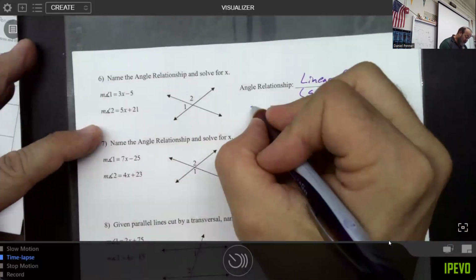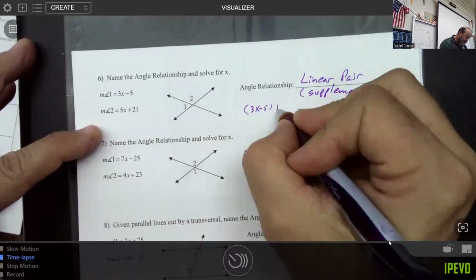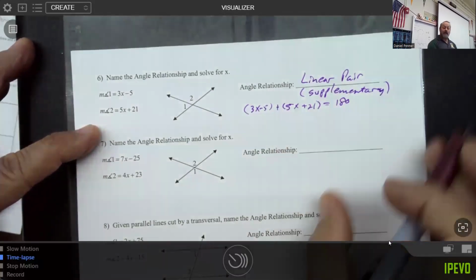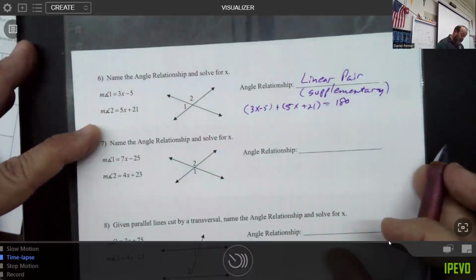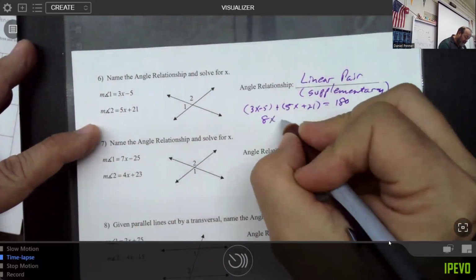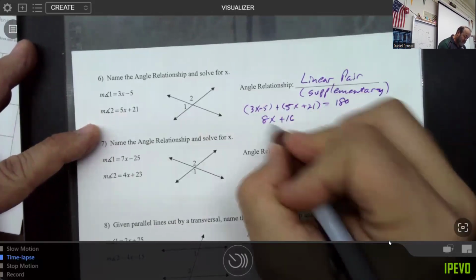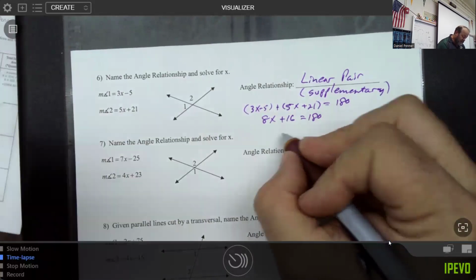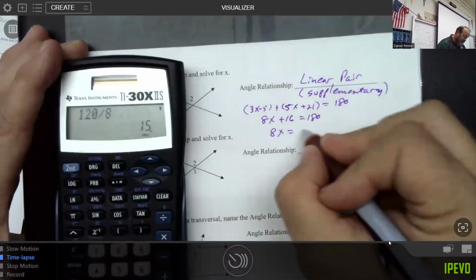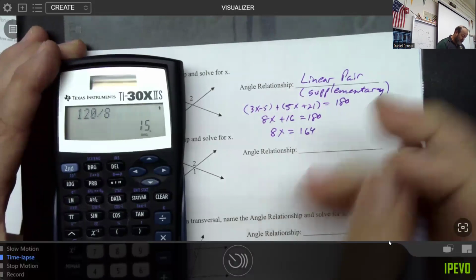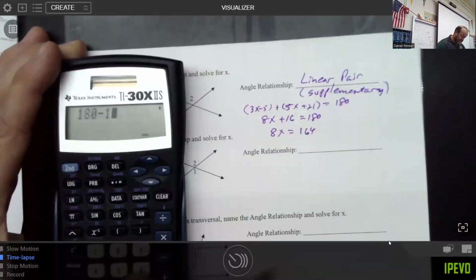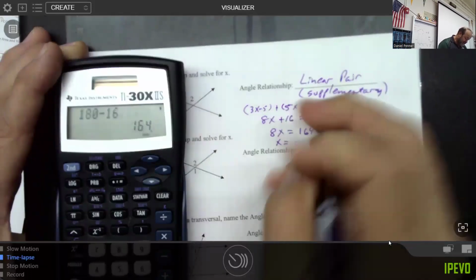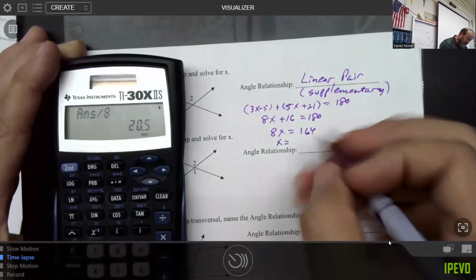So I'm going to take these two angles that I have been given and combine them together to say that they have a sum of 180 degrees. And so a little bit of combination of like terms. I've got 8x, 21 minus 5 is 16. We're going to subtract 16 from both sides, which is going to be 164. And then we're going to divide both sides by 8. And we got 20 and a half.